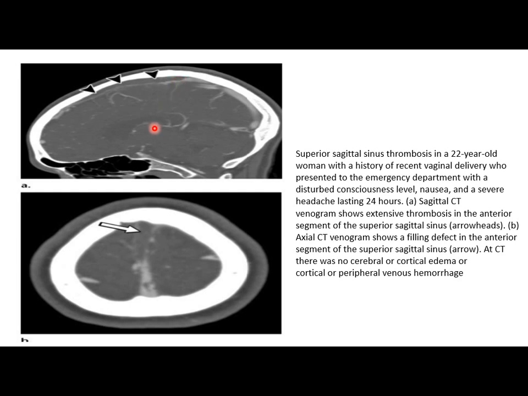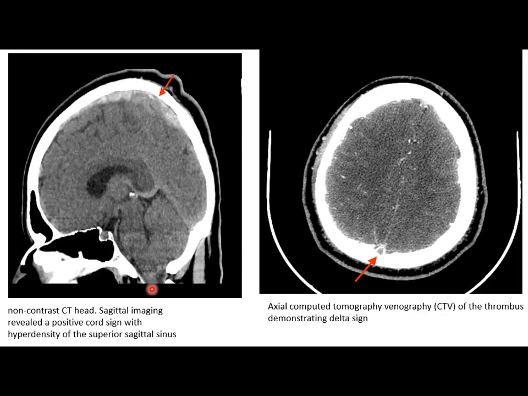On contrast enhancement it appears as a hypo-attenuating area, and on MRI direct visualization of the thrombus can be seen. Also, if the sagittal sinus is affected, it appears as the empty delta sign. On non-enhanced CT it appears as a hyperintense area called the cord sign. So this is non-contrast CT. You can see the thrombus as a dense filling defect within the sinus.